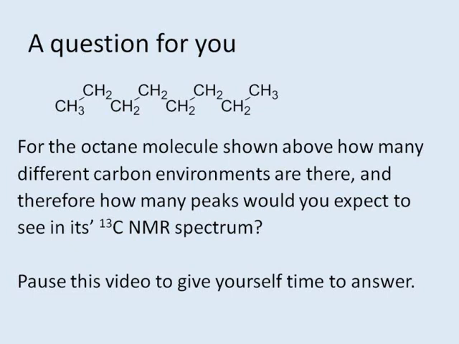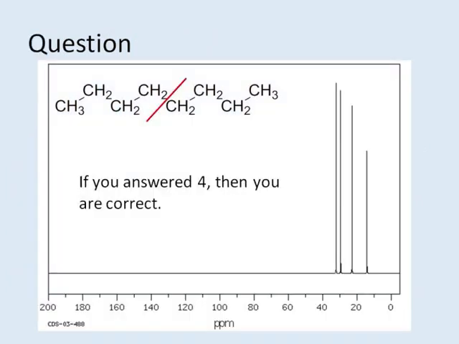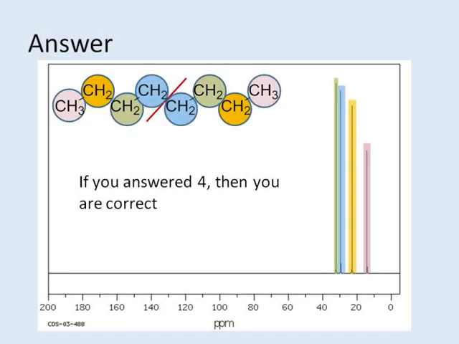Before we move on to other organic groups, here is a question for you. For the octane molecule shown above, how many different carbon environments are there, and therefore how many peaks would you expect to see in the octane carbon-13 NMR spectrum? Pause this video to give yourself time to answer. If you answered 4, then well done, you are correct. As you can see, the line of symmetry divides the molecule into 2 identical sections, affording only 4 different chemical environments.